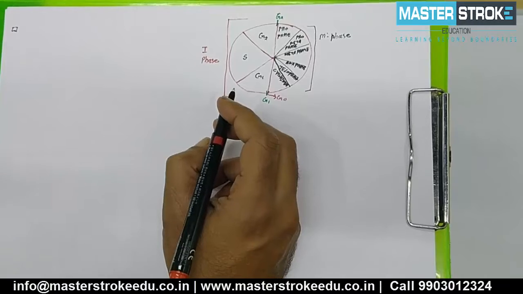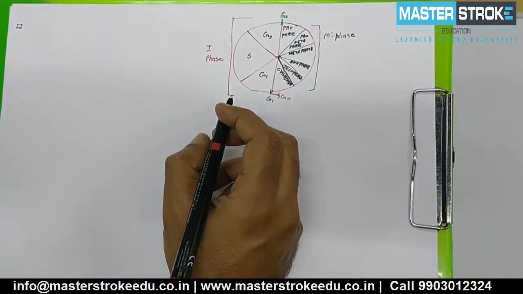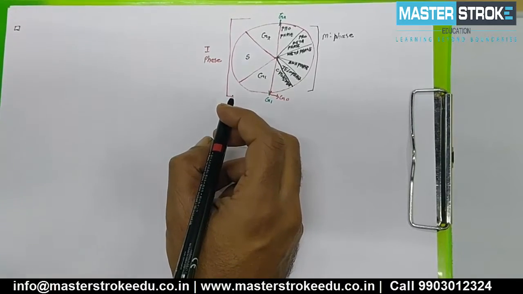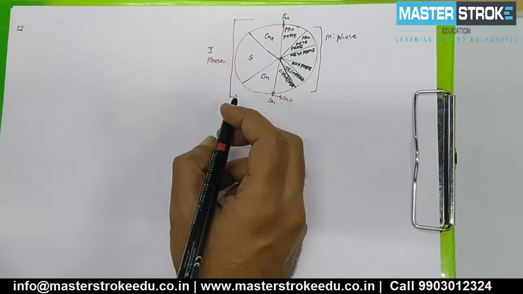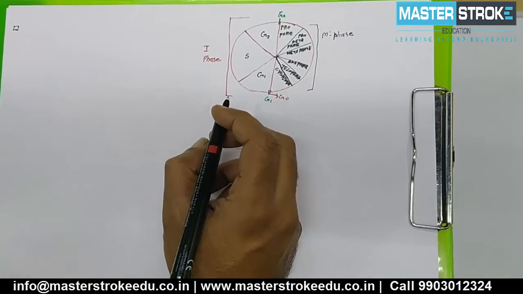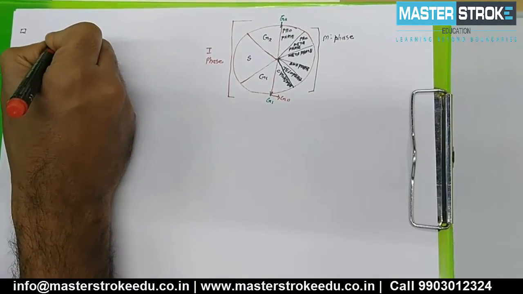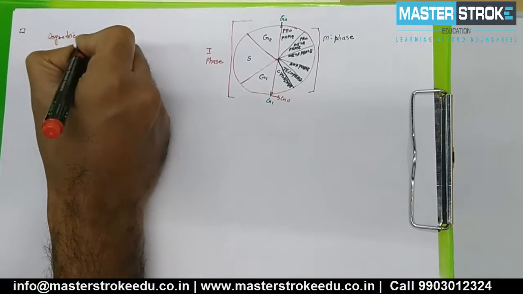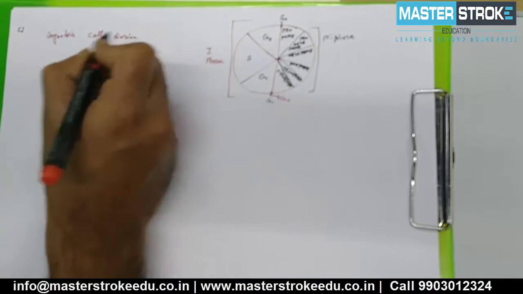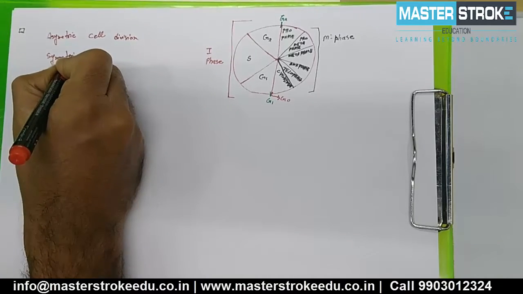Mitotic cell division is a process where the mother cell is divided into two daughter cells having the same amount of genetic material. But mitotic cell division is further divided into two parts, that is asymmetric cell division and symmetric cell division.